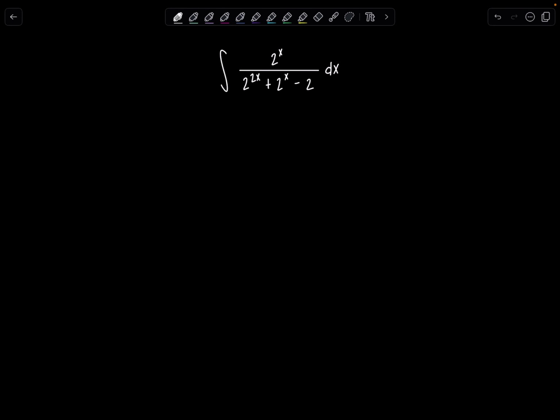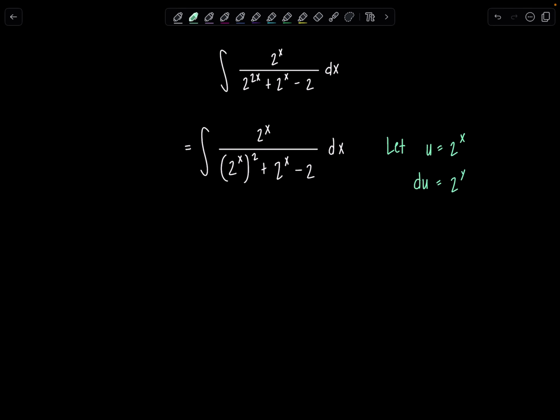So in case you need some help deciding what to let u equal, let me rewrite things a little bit differently. 2 to the x in the numerator still, and then 2 to the 2x in the denominator. Remember, we can write that as 2 to the x squared plus 2 to the x minus 2 dx. And then hopefully now you see it's going to be a fabulous choice to let u equal 2 to the x. And then the derivative du of 2 to the x is 2 to the x times natural log of 2 dx.